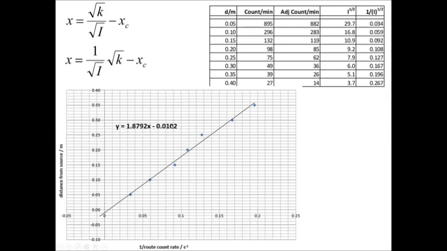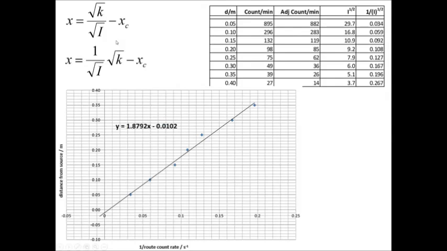So from that, the minuses cancel. We would say that we've got a corrected distance between the source and the tube of about 1 centimetre. And if you think when we did the practical in the lab, that doesn't seem too far away.